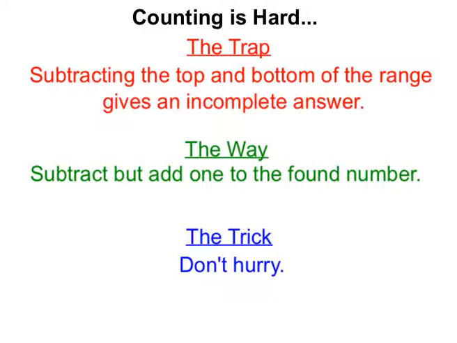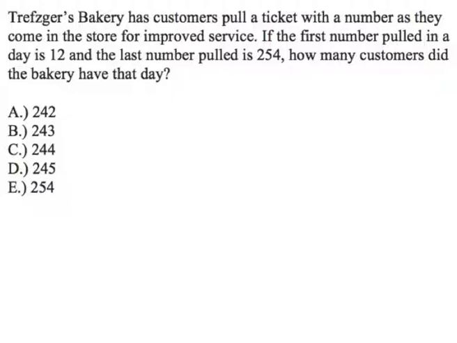So here's the idea. If you are subtracting the bottom and top of a range to try and find out how many objects there are, if they're numbered, between those two numbers, you need to add 1 to the number you get. And the trick here is not to hurry. It's pretty easy to lose track of what you're doing.